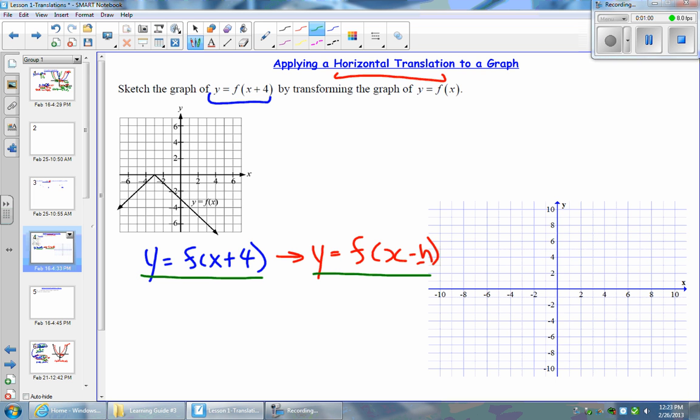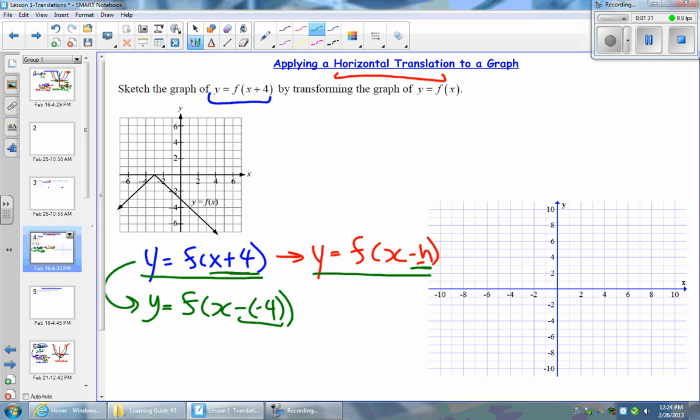Notice the difference between these two functions. It's right there, plus 4. This is a minus h. So you have to rewrite this function so that it looks more like the general form. So we want to create a minus inside of the brackets. So this is x minus, and we don't want to change any values. What we want to do is just simply rewrite the equation. So this is a minus negative 4. Remember, when you minus a negative, you create an addition sign, and the result is that function up there.